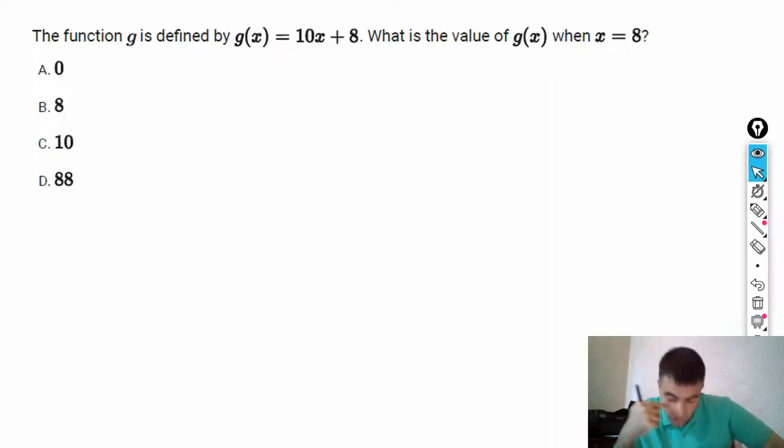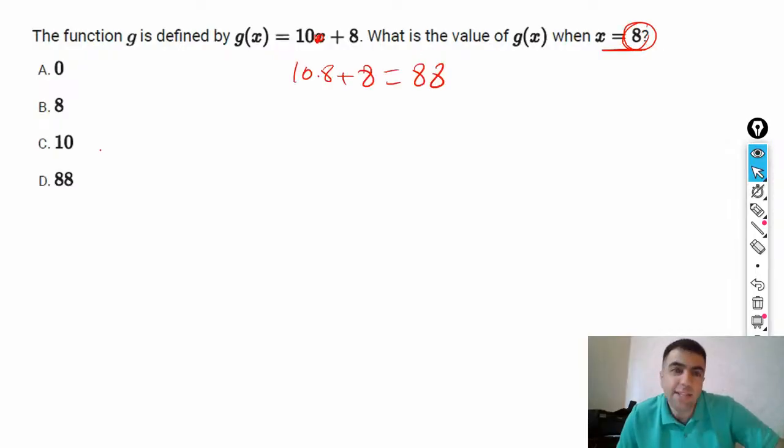Okay. Guys, did you solve this equation? The function g is defined. What's the value of g of x when x is equal to 8? Mrs. Saida said 12. She is 12 years old. Okay. Mr. Turan said D. Let's solve this equation. We should write 8. This is D.